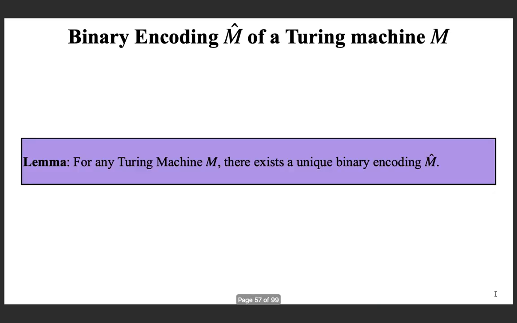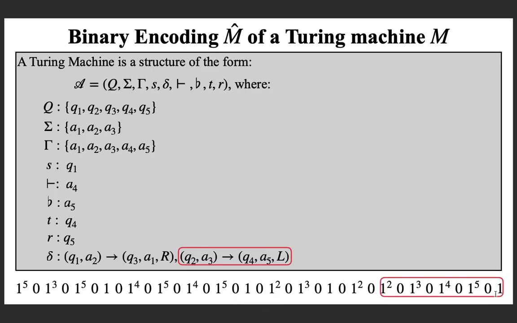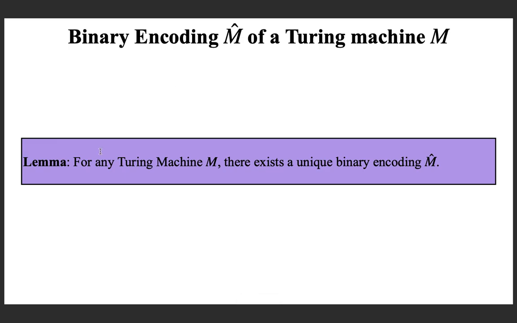Okay, so thus we are getting a clear picture about what kind of a binary encoding you can have for a Turing machine. For any object, the binary encoding is represented as hat of that object. So this is what we have seen. For any Turing machine M, there exists a unique binary encoding hat M.